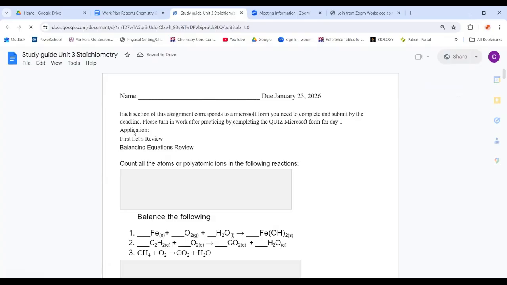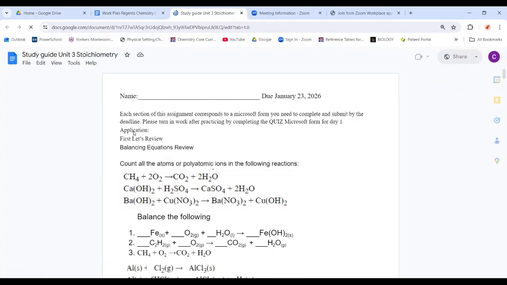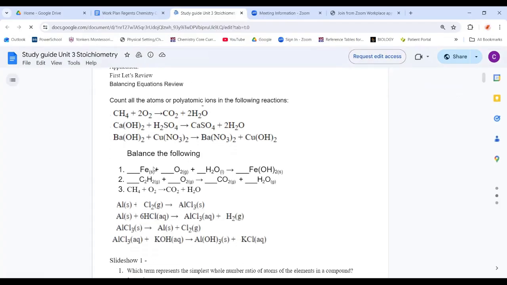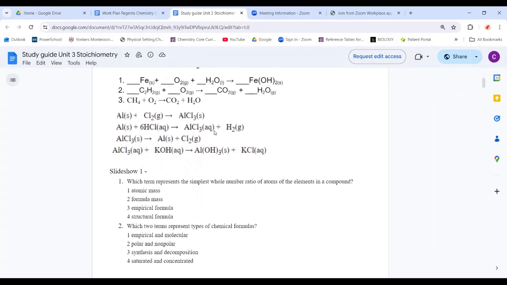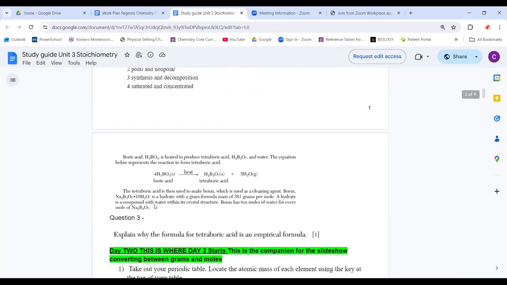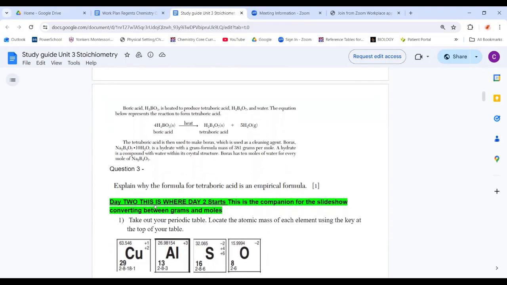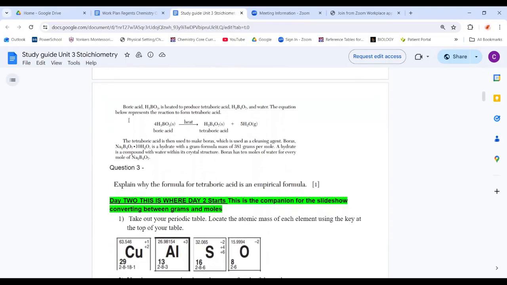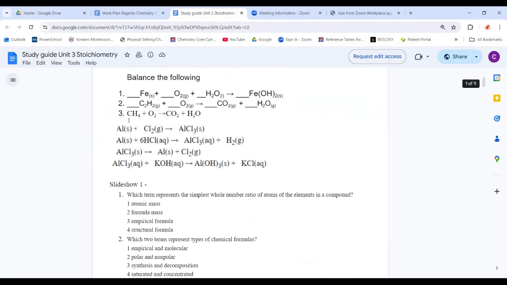Okay, the study guide starts with some review. I did do that review in the video, and that was just some basic review on, are you sure you know how to count all the atoms in different formulas? Can you balance equations? These are all necessary things before you move on to the next concept. And then it's some new information from the new slideshow, and that's about chemical formulas. So there's two multiple choice questions here, and then a part 2 question. So that's all there is for day 1.